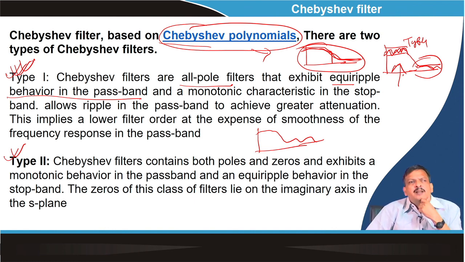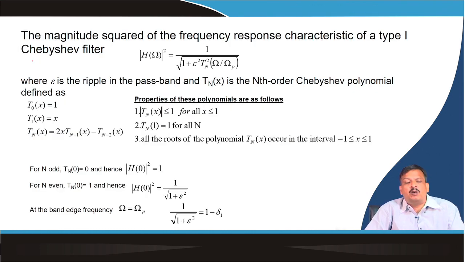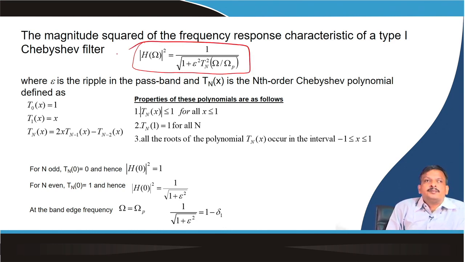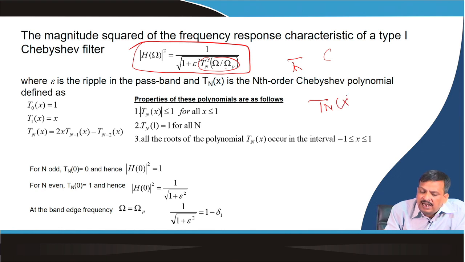So how do I design this type 1 and type 2 filter? Let us go for type 1 first. Let us say this is the square magnitude response of the filter. If you see, what is the extra term in the Butterworth filter here? That is epsilon omega by omega p. Here it is not. It is omega by omega p as a function of Tn square. So Tn of x is called the nth order Chebyshev polynomial. The nth order Chebyshev polynomial is used here.